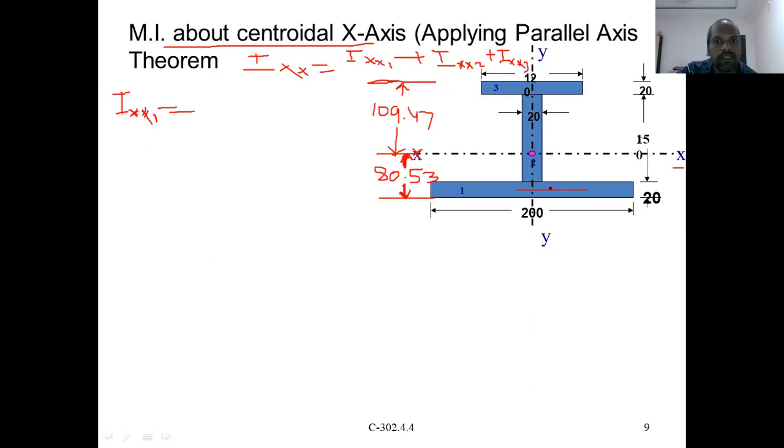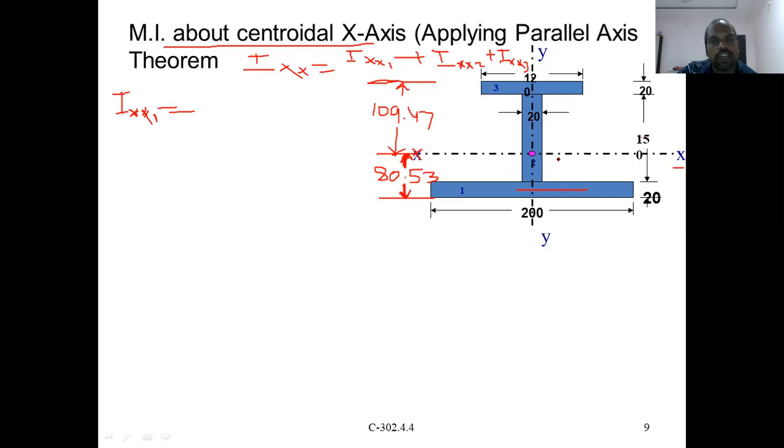So what is the parallel axis theorem? The moment of inertia about any axis, but the condition is that it shall be parallel to a centroidal axis, and the distance between the two axes shall be known. If that is so, we can apply the parallel axis theorem.